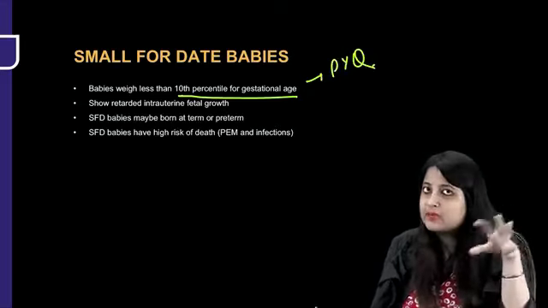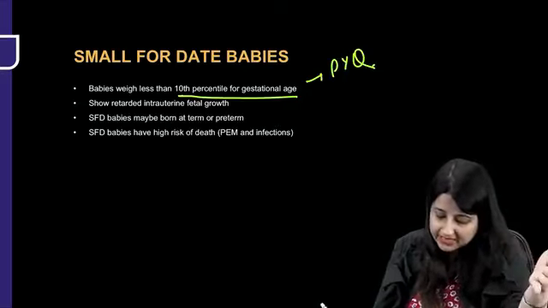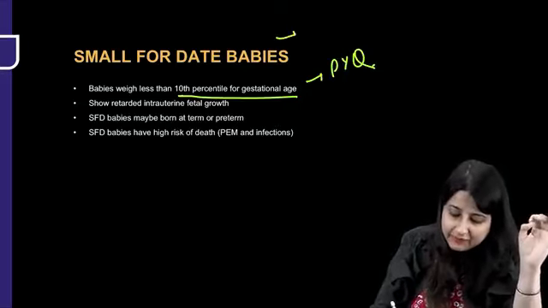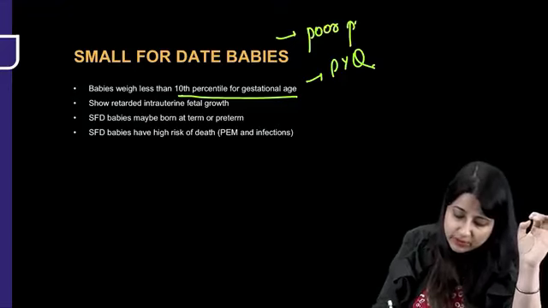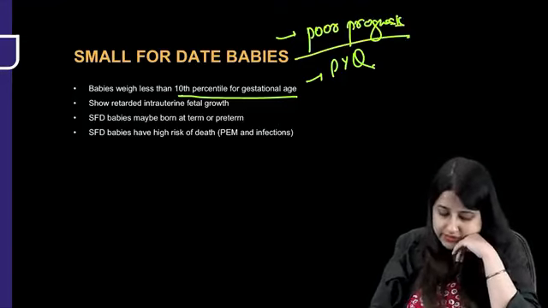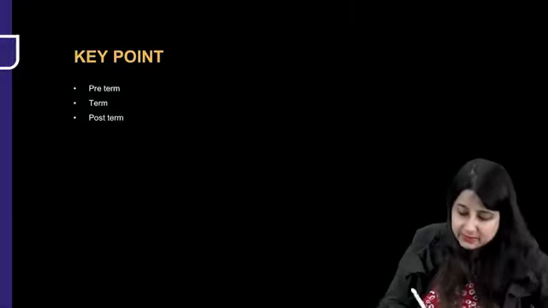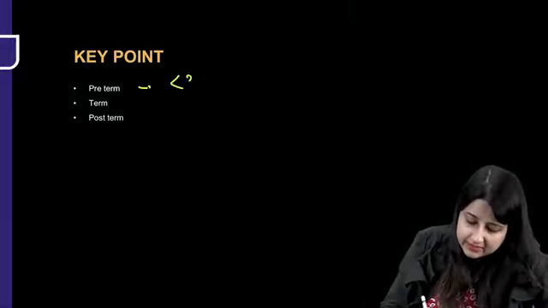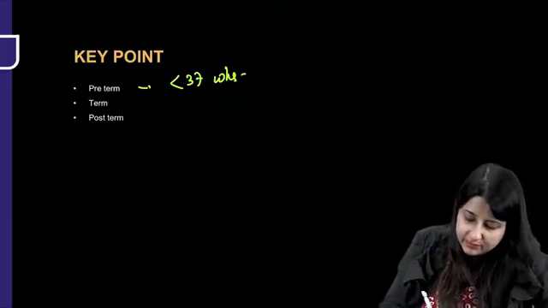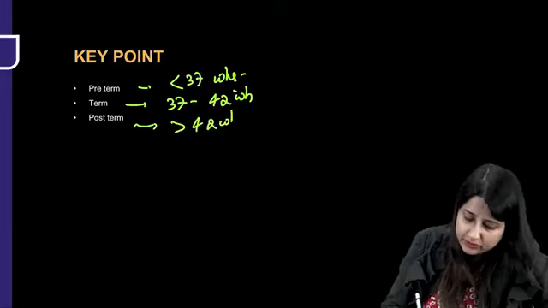Now they can be born at term or preterm also, but there's intrauterine growth retardation. And they have poor prognosis, poorer than a preterm baby. So small for date babies may be born at term or preterm. They have high risk of death. What is preterm? Preterm is less than 37 weeks. Term is 37 to 42 weeks. And what is postterm, everybody? More than 42 weeks.